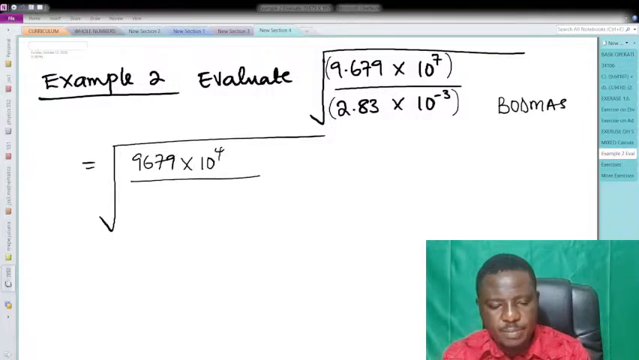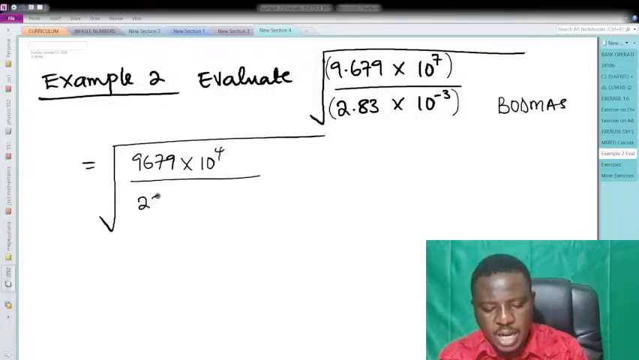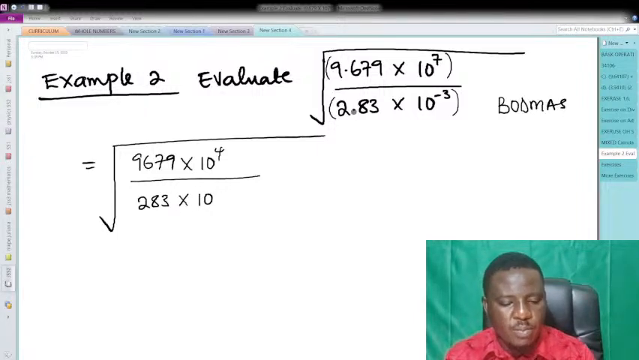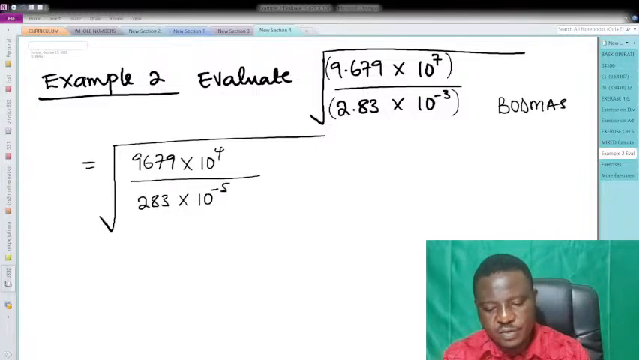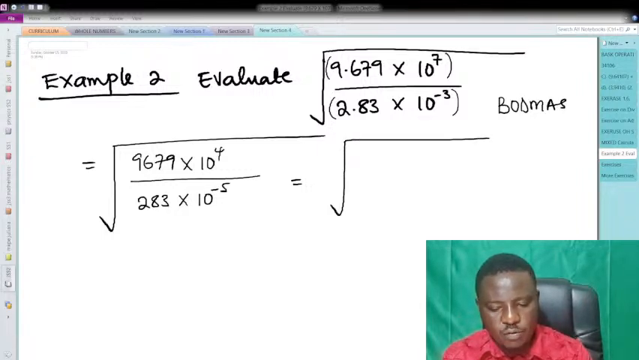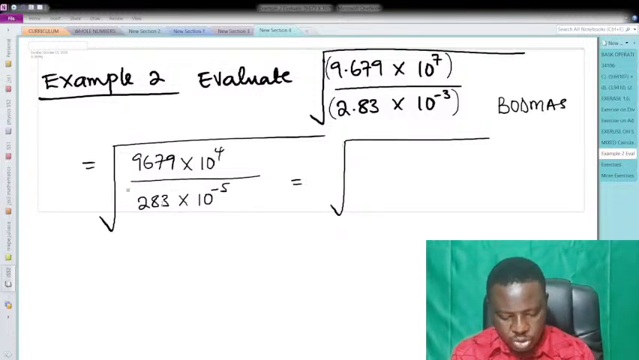All divided by 283 times 10 raised to the power of, moving the decimal point 2 steps, we are going to subtract 2 from minus 3. And minus 3 minus 2 will give you minus 5. So that this is now equal to the square root of, we can then divide 9,679 by 283 using your calculator.